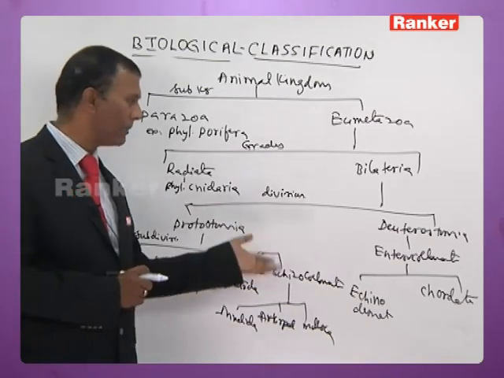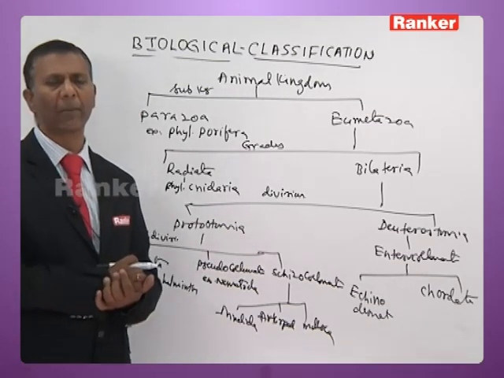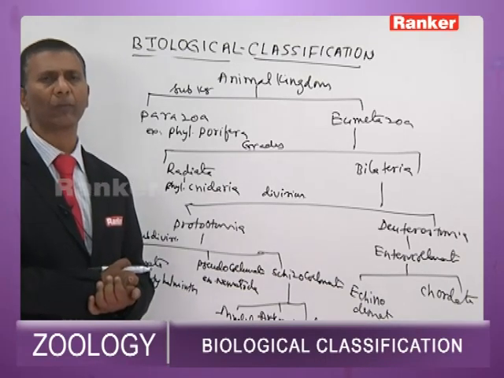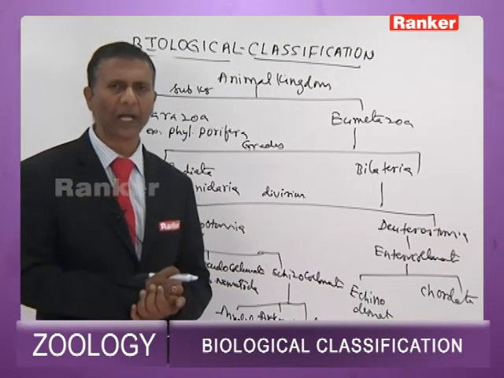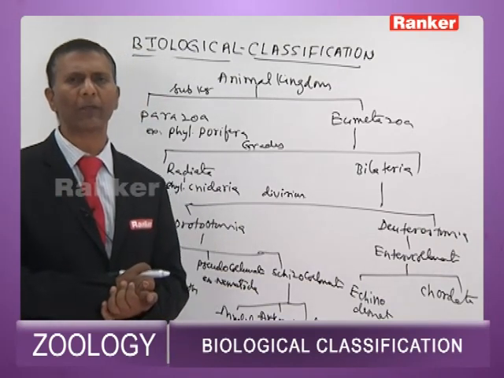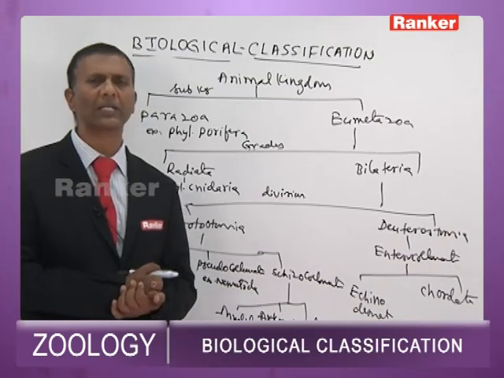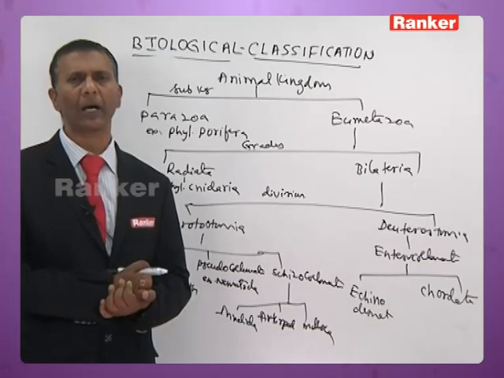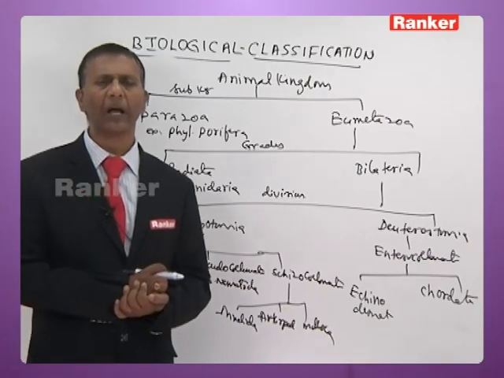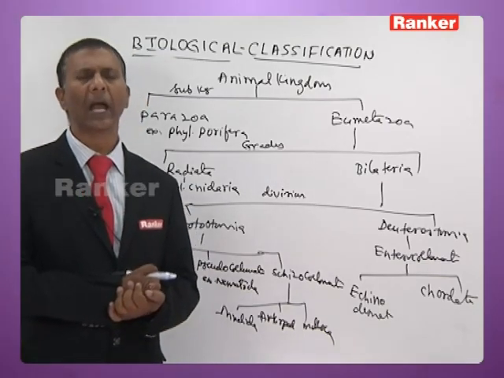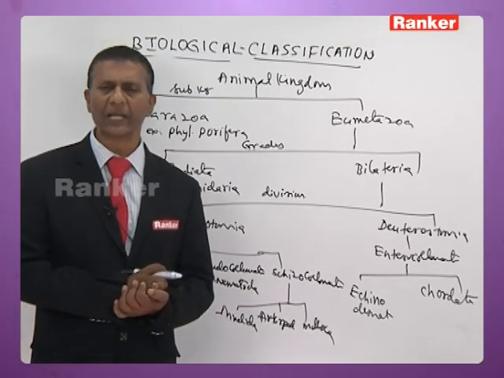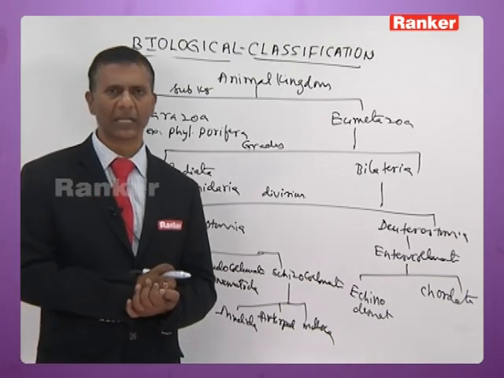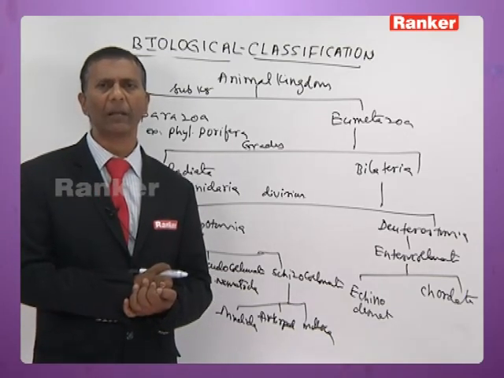Echinodermata, Hemichordata and Chordata. Chordata is once again divided into Protochordata, Urochordata and Cephalochordata. Both of them are referred to as protochordates. Then you have vertebrates. Under Vertebrata, Pisces, Amphibia, Reptilia, Aves and Mammalia are placed. Pisces, once again, has three classes: Placodermi, Chondrichthyes and Osteichthyes. So that is the entire classification of the animal kingdom.